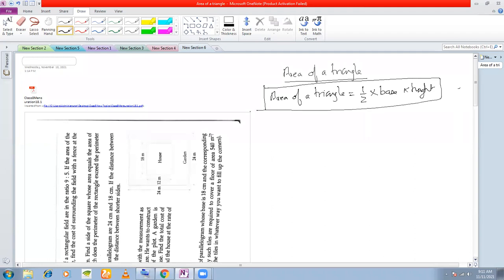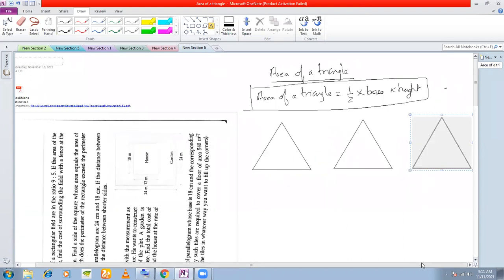Now the question is how to identify the base and how to identify the height. For example, if I give you a triangle, okay. Now suppose in this triangle, I draw an altitude from here.